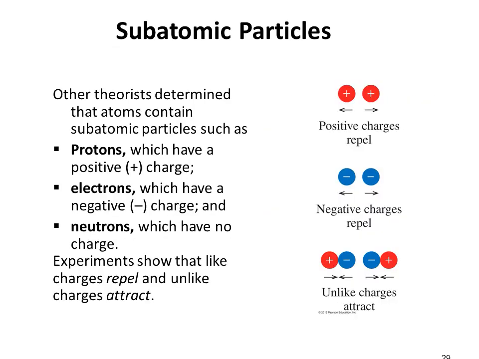Through other theorists and other experiments, it was found that these atoms are actually made up of other tiny particles, and these tiny particles are protons, electrons, and neutrons. All of these particles have a charge and have a mass. A proton has a positive charge, and you can remember that because positive and proton both begin with the letter P. So, positive protons. Neutrons are neutral, or no charge. And then electrons have a negative charge.